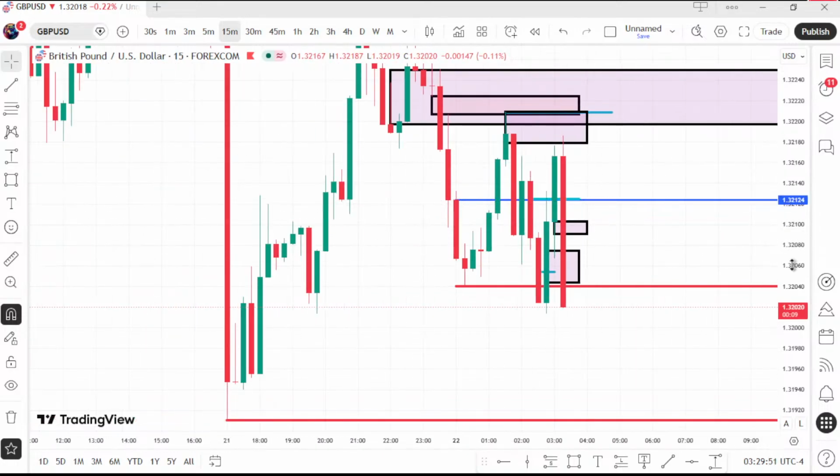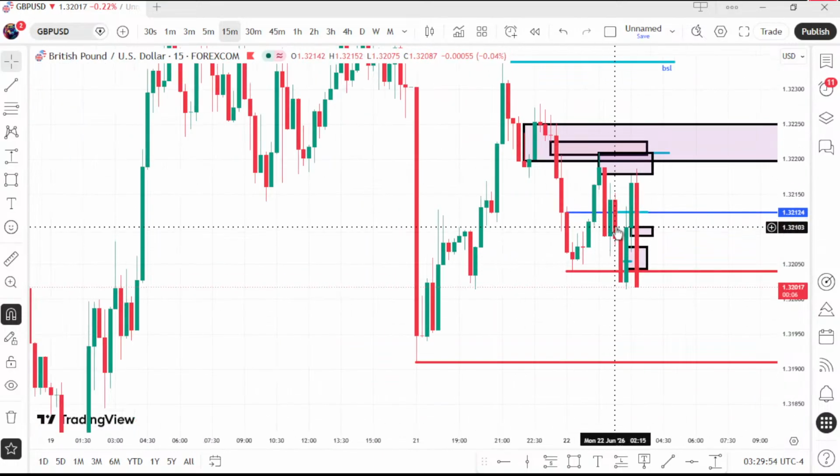Let's see if price will decline lower and lower.